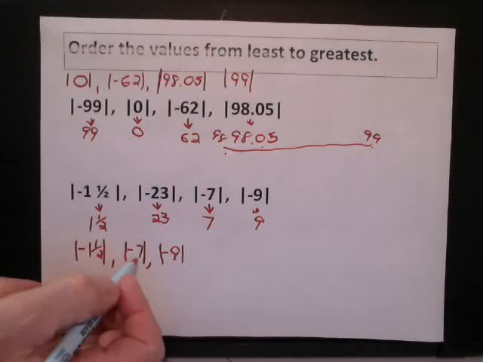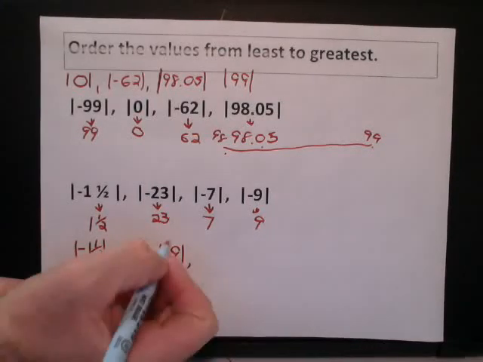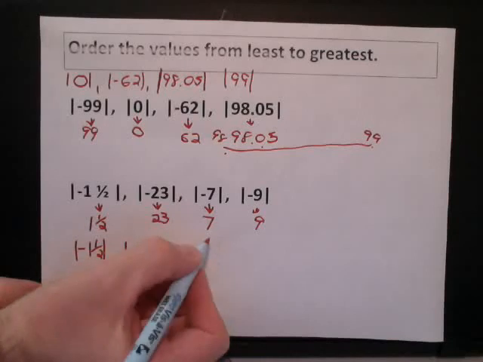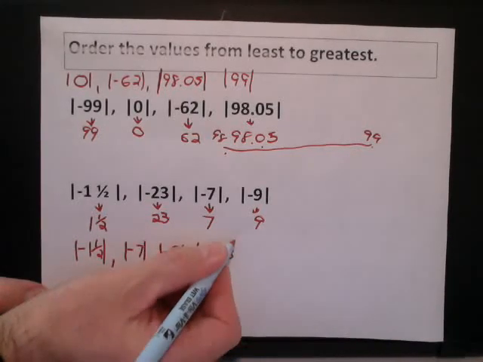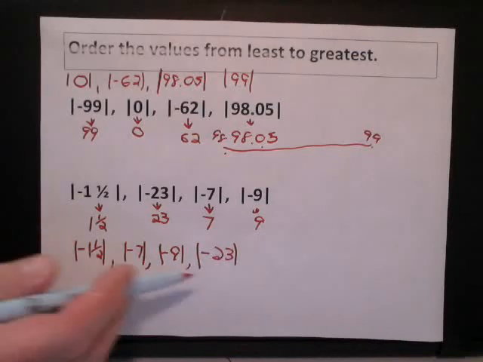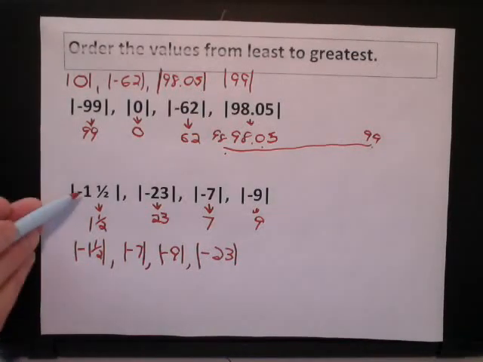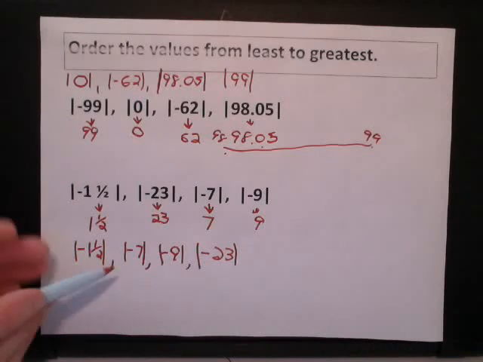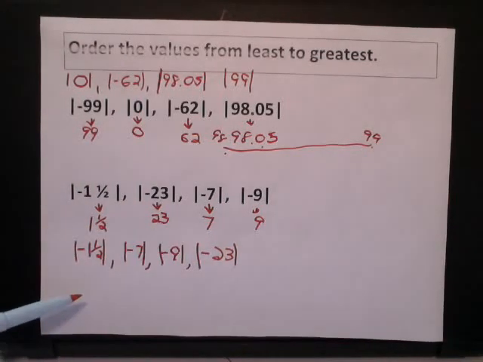Because remember, they're talking about whole number amounts here. And then the final one, the greatest one, is the absolute value for negative 23. And so that's how you would order these. You're just remembering to write everything back as absolute value symbols and then using the positive amounts to order. Okay? If you have any further questions, you can see your teacher or you can check your book for resources and help there.